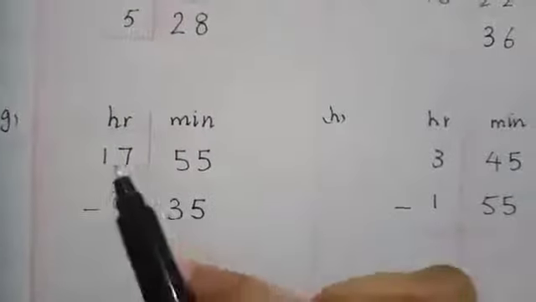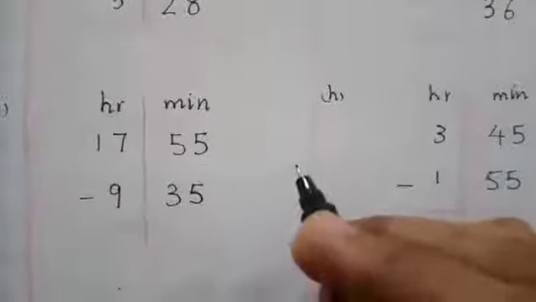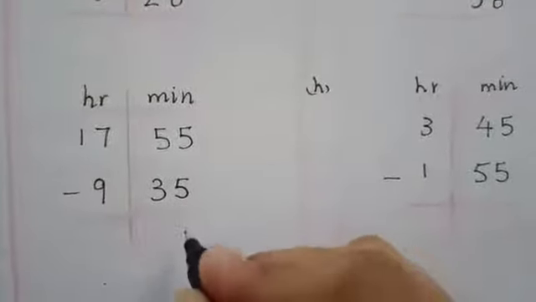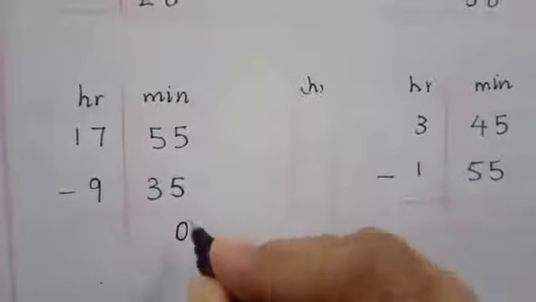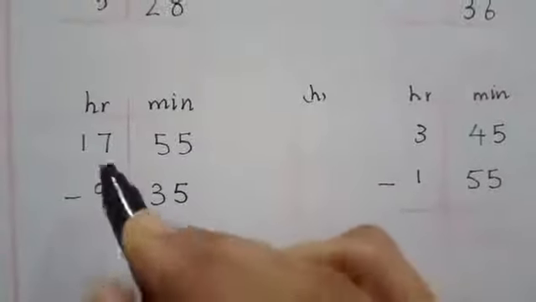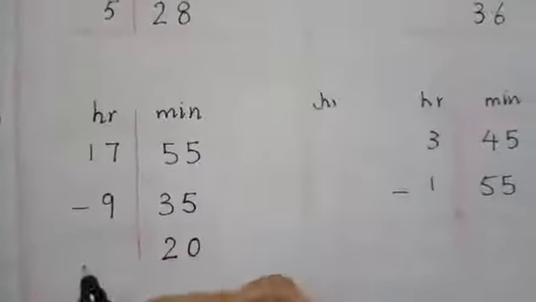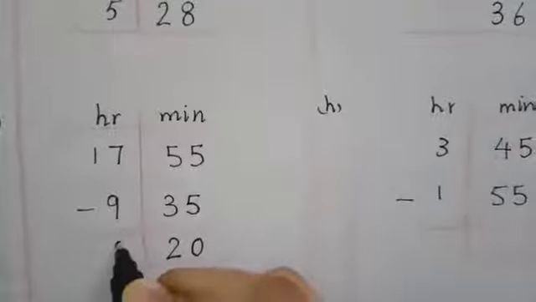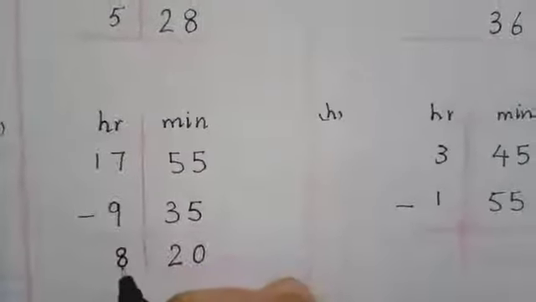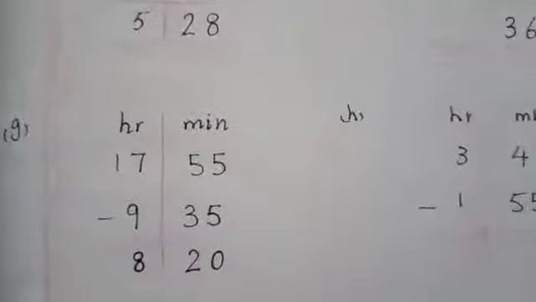Next, G part is 17 hours 55 minutes minus 9 hours and 35 minutes. 5 minus 5, it's 0. 5 minus 3, it's 2. Now it's 17 minus 9, it's 8. So the answer is 8 hours and 20 minutes.